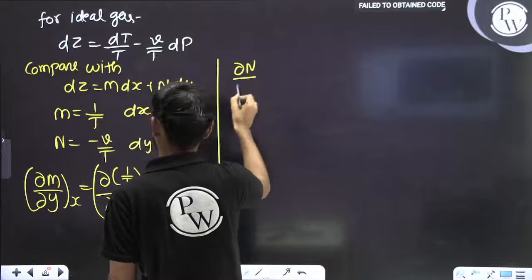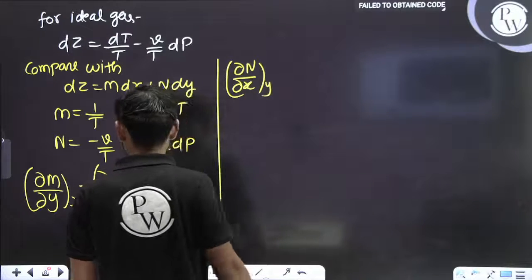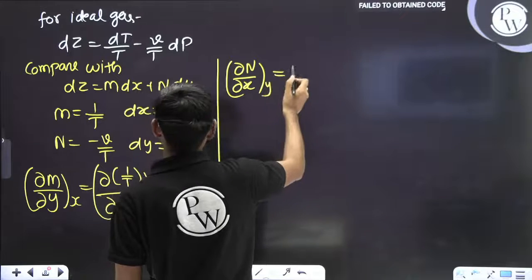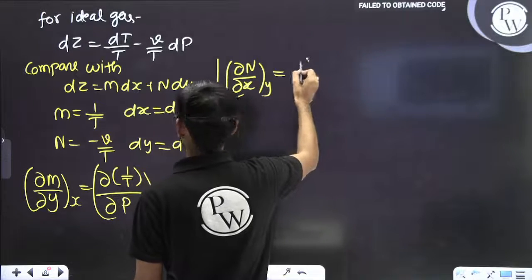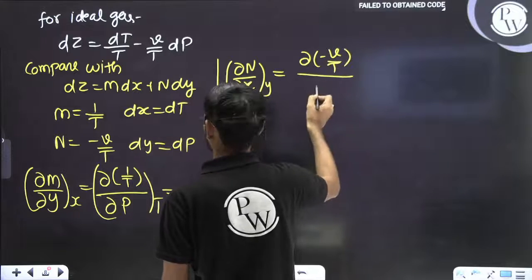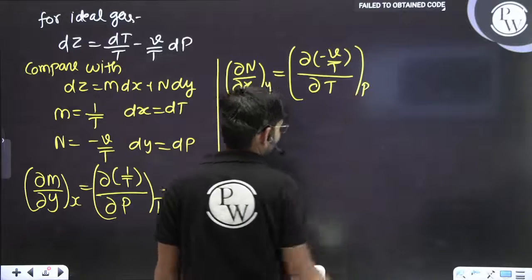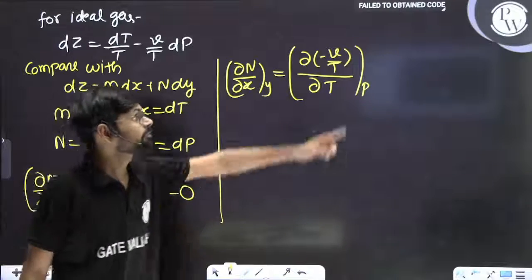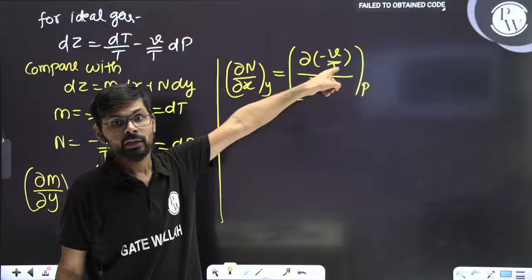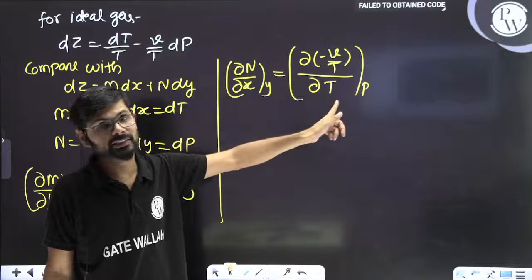Now calculate dou N by dou x at constant y. So this value will come dou of minus V by T by dou T at constant P. Now here P is constant but V is not constant. If V is a variable, then you cannot differentiate this function in this particular form.